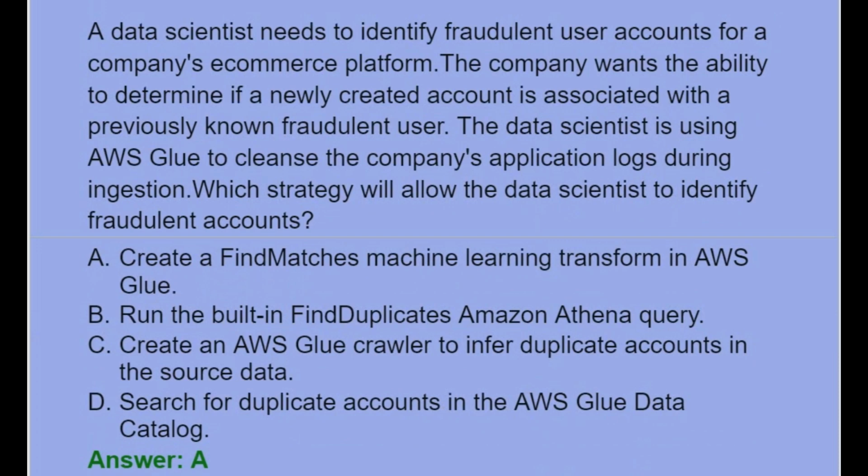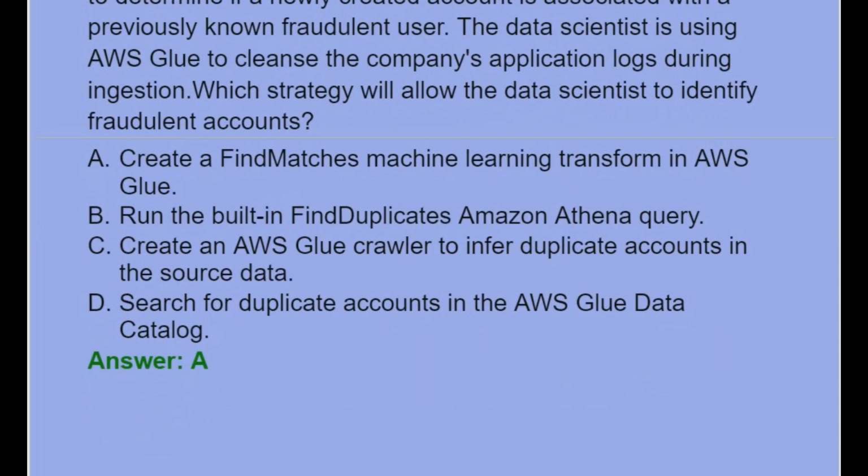Option A, create a FindMatches machine learning transform in AWS Glue. Option B, run the built-in find duplicates Amazon Athena query. Option C, create an AWS Glue crawler to infer duplicate accounts in the source data. Option D, search for duplicate accounts in the AWS Glue Data Catalog. Correct answer is option A.